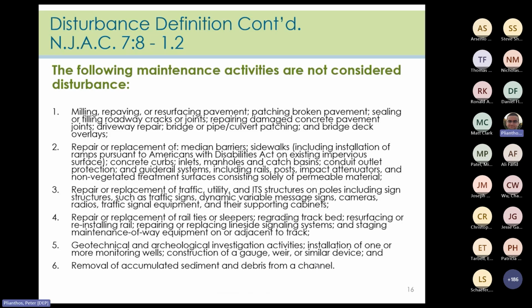So here's the list of maintenance activities not considered disturbance for the purposes of N.J.A.C. 7:8, some of which are repair or replacement of traffic, utility, and ITS structures on poles, repair or replacement of rail ties or sleepers, geotechnical investigation activities, and the removal of accumulated sediment and debris from a channel.